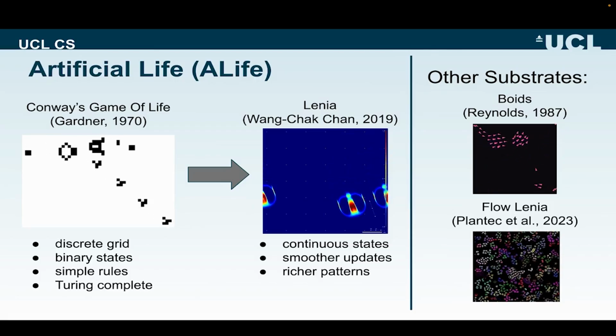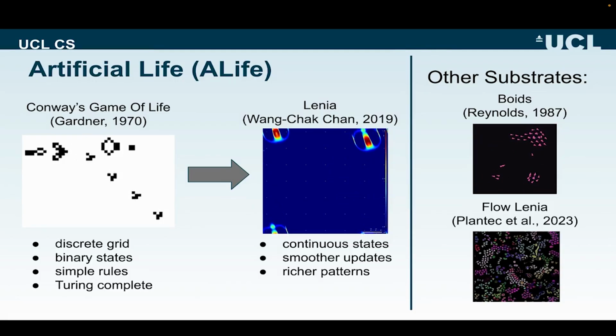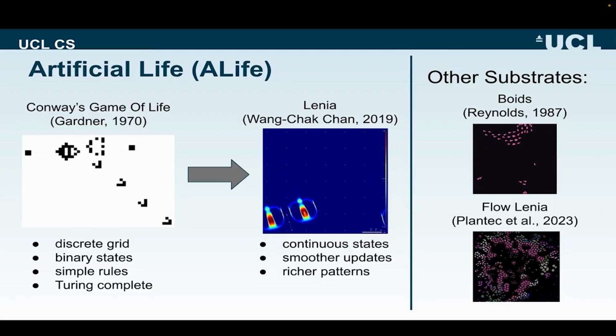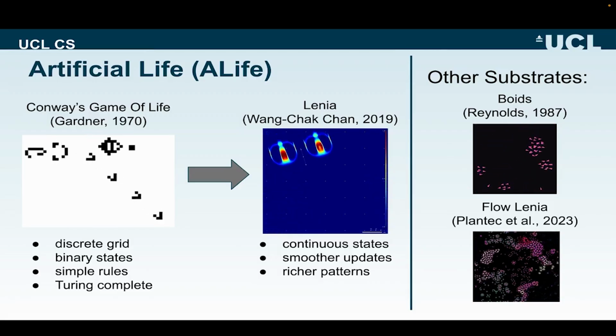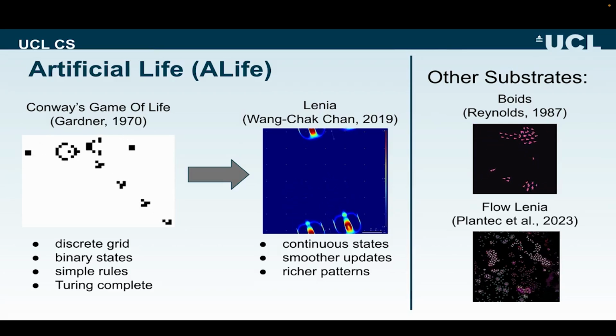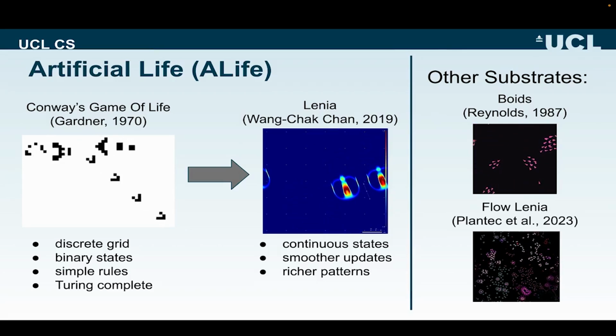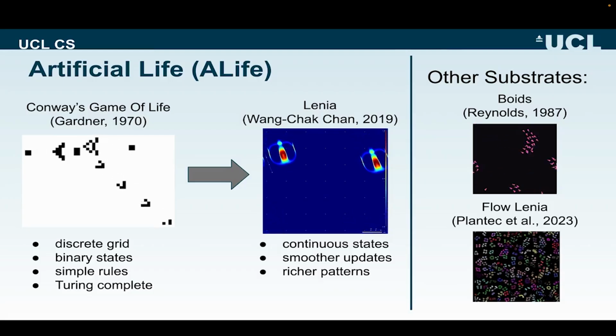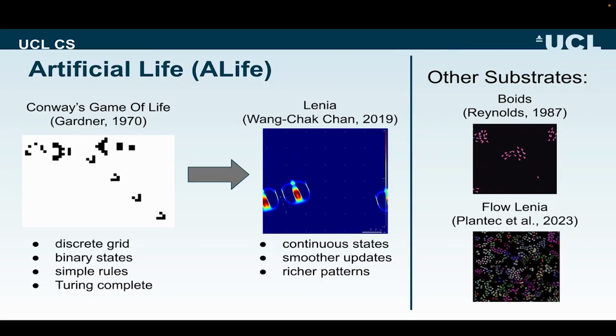The idea of artificial life, or ALIFE, has been around for a while. Many of you have probably heard of Conway's Game of Life from the 1970s. It's a classic example of a cellular automaton, which uses a discrete grid, simple rules, and binary states to produce incredibly complex, unpredictable patterns.